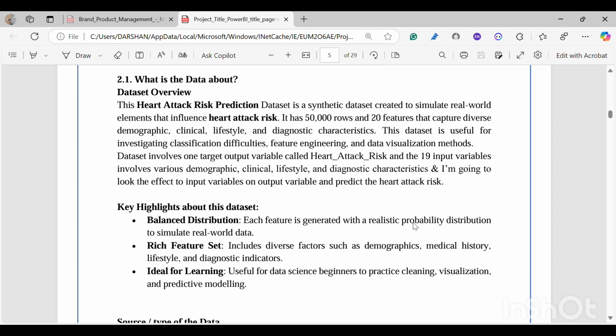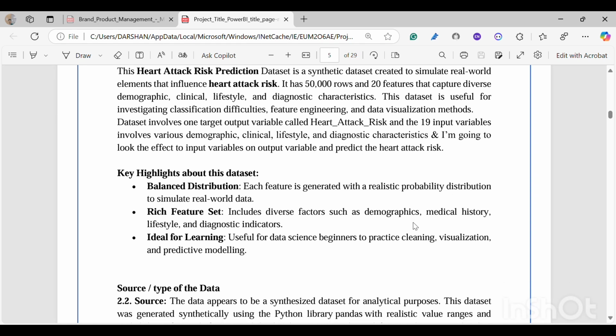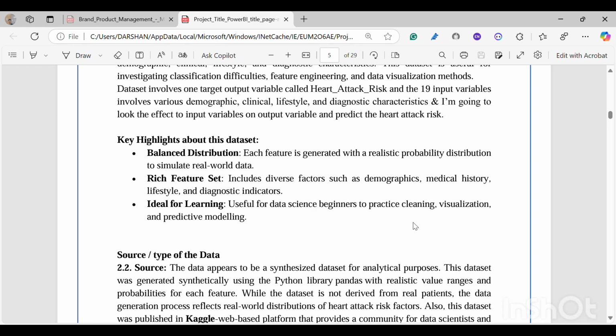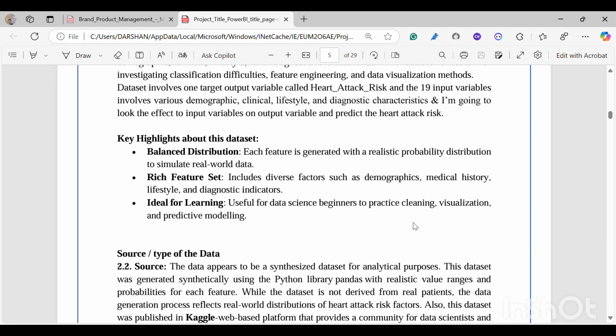The key highlights involve the distribution being pretty much balanced in the data set. It has a rich feature set: 20 features, meaning 20 variables, of which 19 are input variables and one is the output variable, which is heart attack risk. It is ideal for learning, as sir mentioned, that you have one particular data set by which you can get insight, get visualization, and understand what the data tells us.